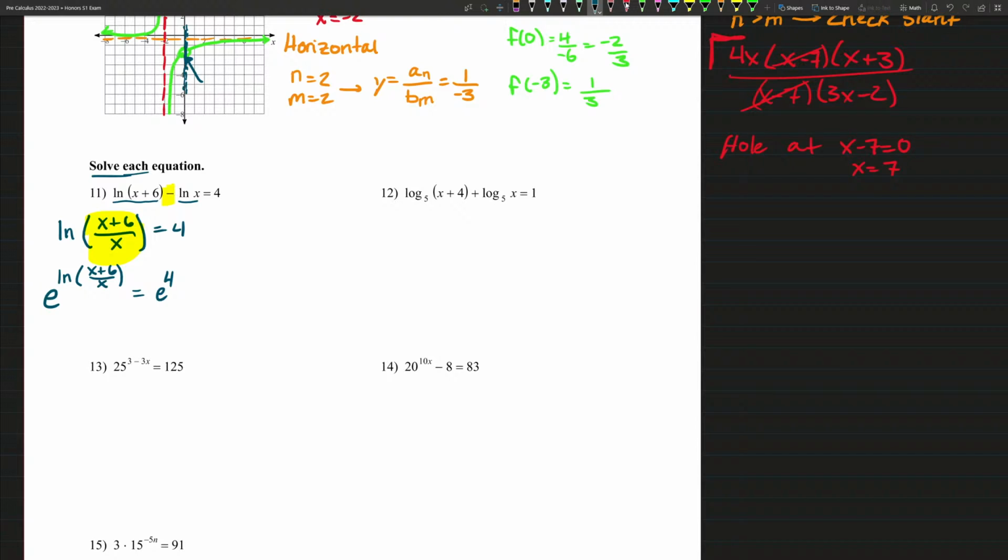All right, when we take e to the power of ln of anything, the e to the power of ln cancels, so we're left with x plus 6 over x is equal to e to the 4th. In order to solve this, I'm going to come back up here. We'd multiply both sides by x, so we'd get x plus 6 is equal to x times e to the 4th.